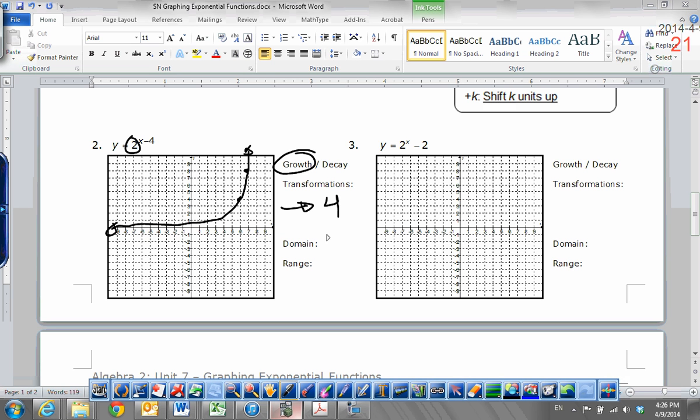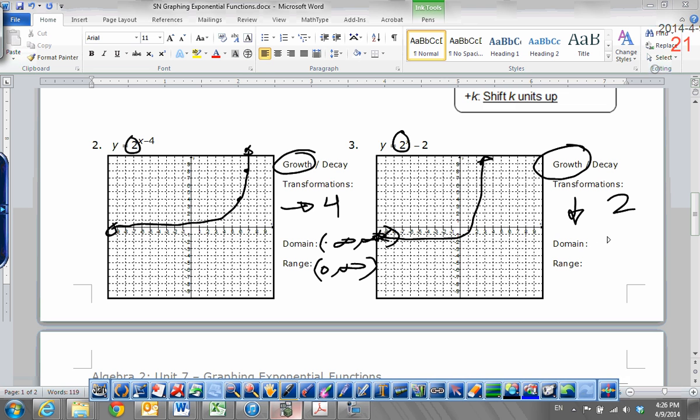So my domain doesn't matter, it's still negative infinity to positive infinity. My range didn't change at all either, so it's still 0 to infinity. That was kind of an easy one. Number 3 here. Still got a whole number being raised to a power, still a growth. My transformations, it went down 2. So now I still have my normal shape, just everything is down 2. So let's see if we can do a general idea of what this looks like.